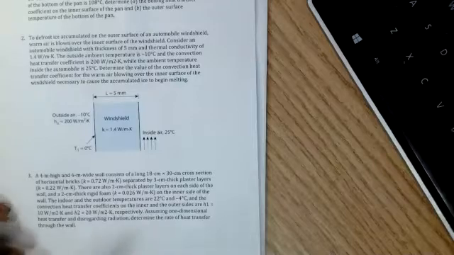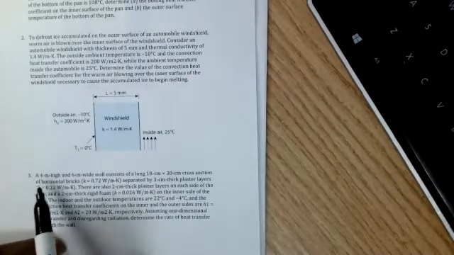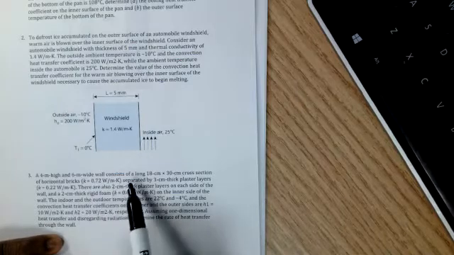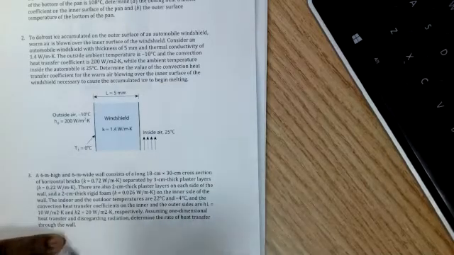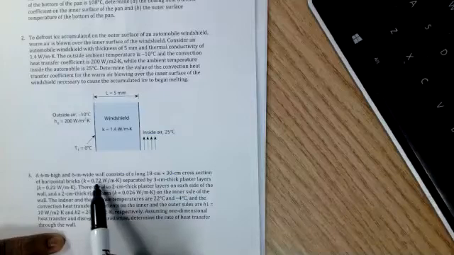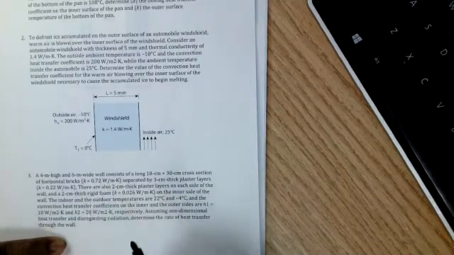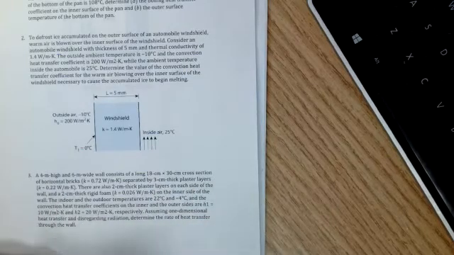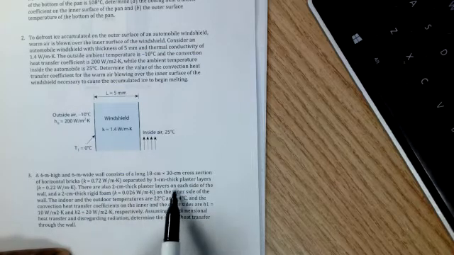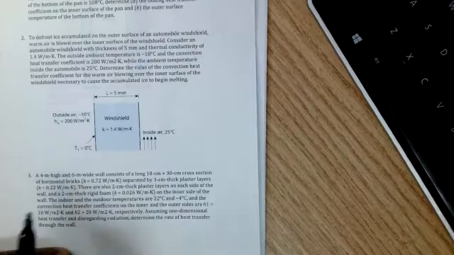Now, the professor also asked me to simplify one of the questions in your homework. Question 3. So this is a question that you've been given. It says a 4-meter high, 6-meter wide wall consists of long 18 cm by 30 cm cross-section of horizontal bricks. Okay, and the horizontal bricks have the thermal conductivity K given there. And these are separated by 3 cm thick plaster layers, each with that thermal conductivity. There are also 2 cm thick plaster layers on each side of the wall, and a 2 cm thick rigid foam, okay, on the inner side of the wall.